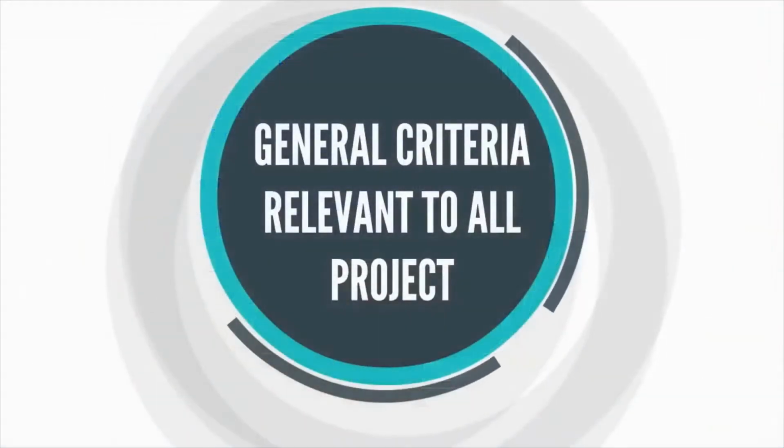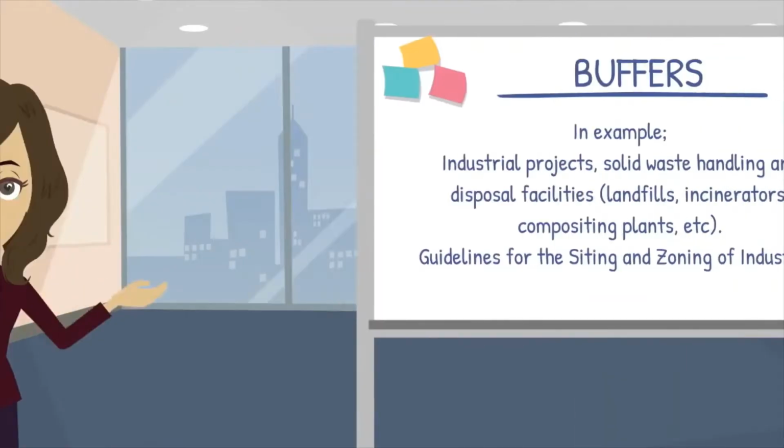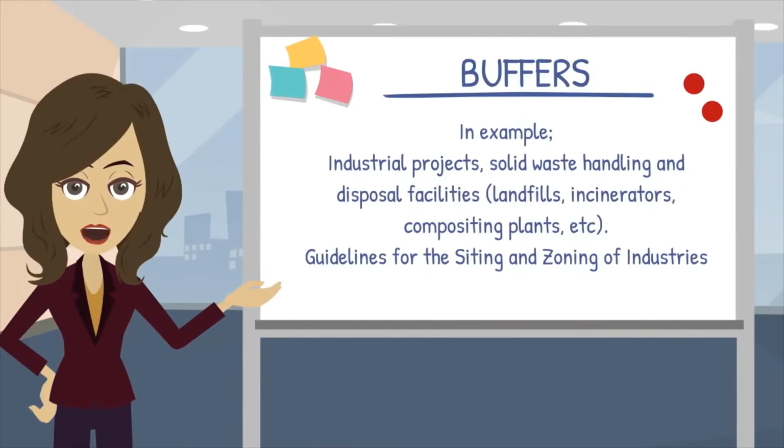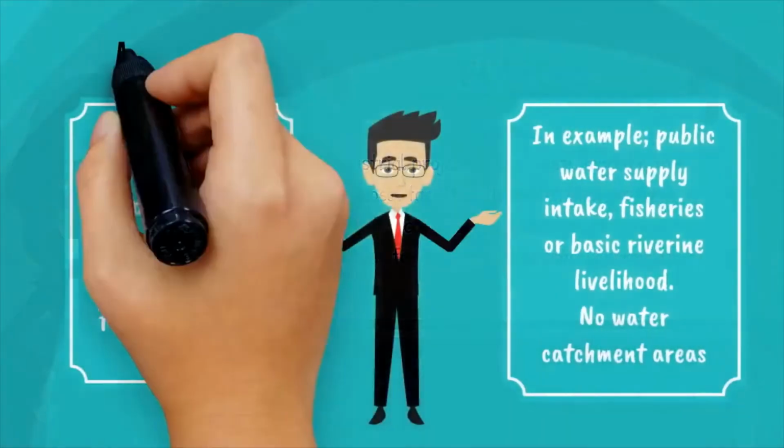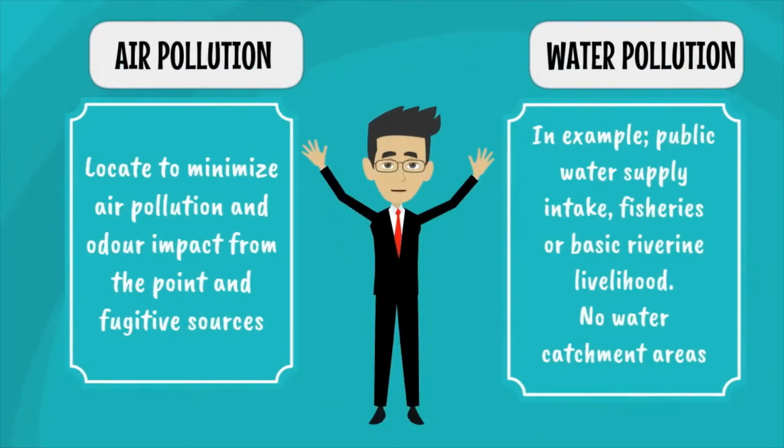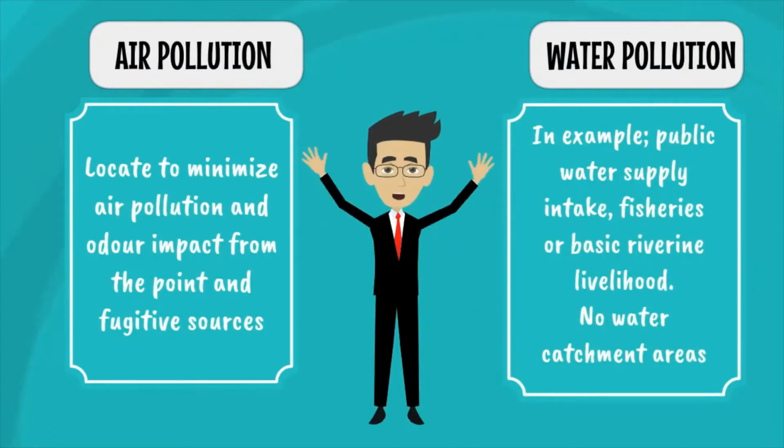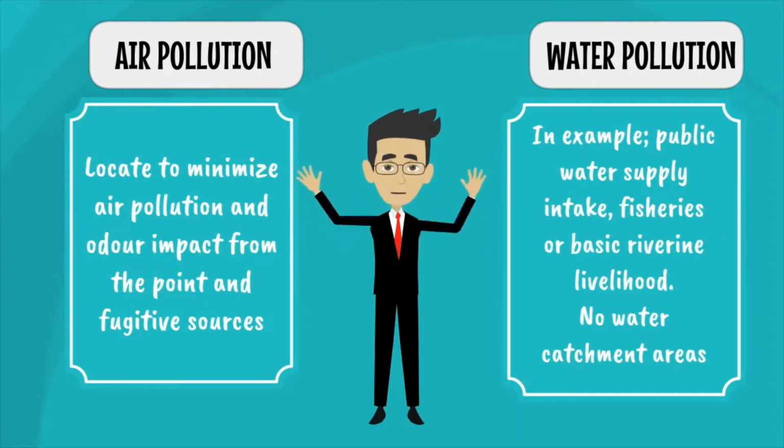Some general criteria relevant to all projects are as below. Appropriate buffer zones should be included with respect to a specific category of development projects, for example industrial projects, solid waste handling and disposal facilities, landfills, incinerators, composting plants, and so on. Those guidelines for the siting and zoning of industries, latest revision, can be used as a general guide, subject to the findings of the Environmental Impact Assessment. For air pollution, facilities should be located to minimize air pollution and odor impact from point and fugitive sources. Where emission of carcinogenic or mutagenic substances is possible, account should be made for health risks.